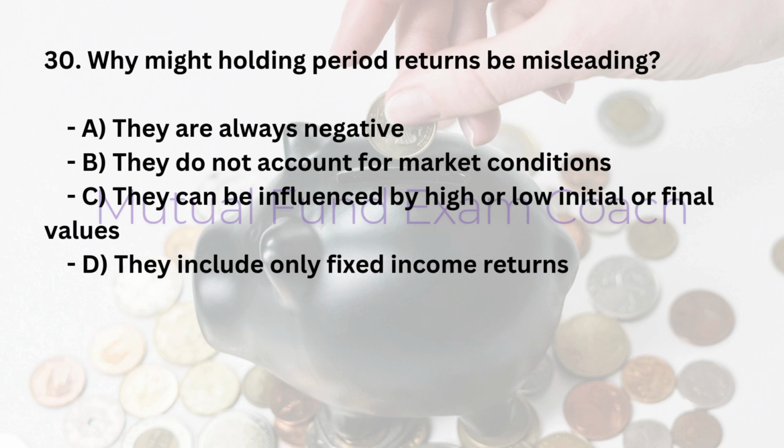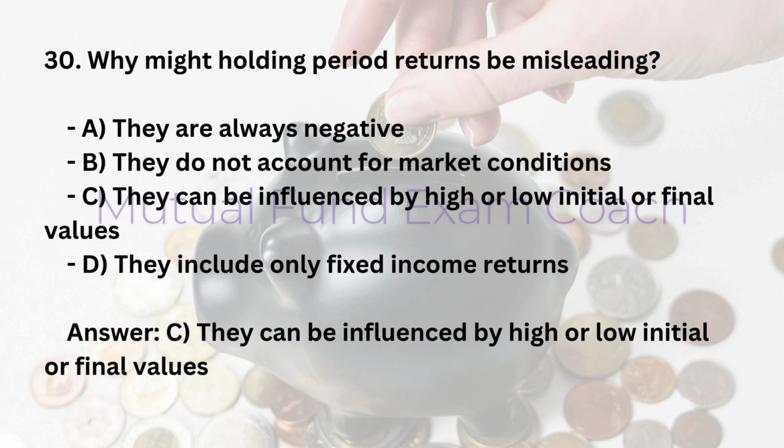30. Why might holding period returns be misleading? A. They are always negative. B. They do not account for market conditions. C. They can be influenced by high or low initial or final values. D. They include only fixed income returns. Answer: C. They can be influenced by high or low initial or final values.